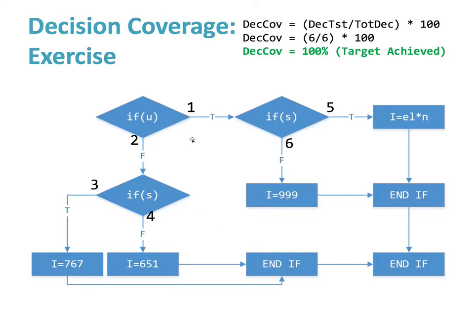In this final diagram, we're highlighting all of our possible decision points. You can see we've got 6 in total. Looking at our decision coverage formula, 6 over 6 is 1, multiplied by 100 gives us our 100% decision coverage, and therefore our target is achieved.